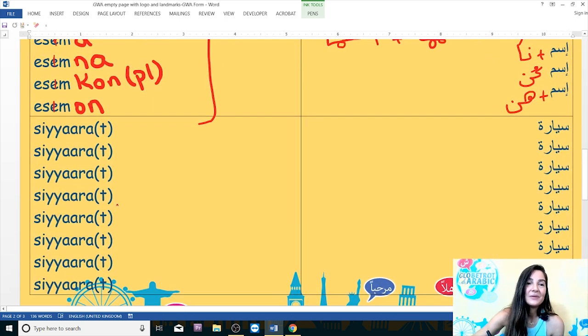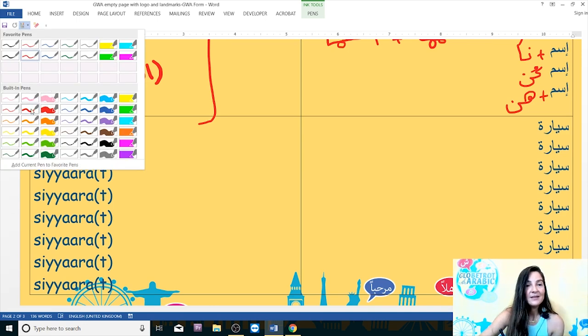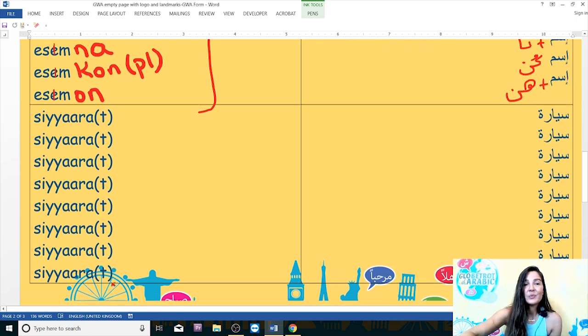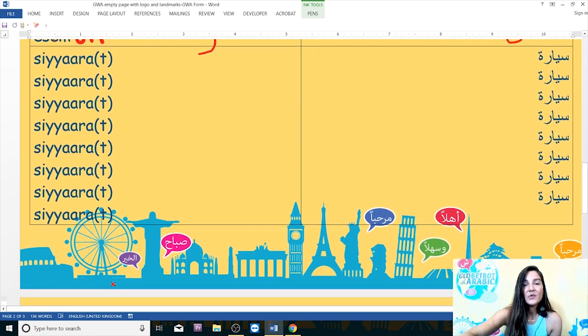Remember when I mentioned that the word siyara, when it stands alone, has a te marbuta, which is a T sound, but most of the time it's silent. But when I attach a possessive ending to it, of course, this te marbuta is not going to stay silent. So let's add the possessive endings that we already spoke about.